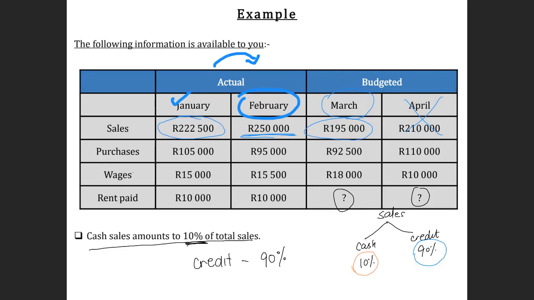Remember, the actual sale is 195,000 Rand. 40% of it is going to be paid for in the month of April. So you're going to work out the 195,000 Rand first multiplied by 90% to get to the portion that is on credit, and then multiply it by 40% to show the portion that will be received in the month of April. Okay, so yes, that is correct, 70,200.